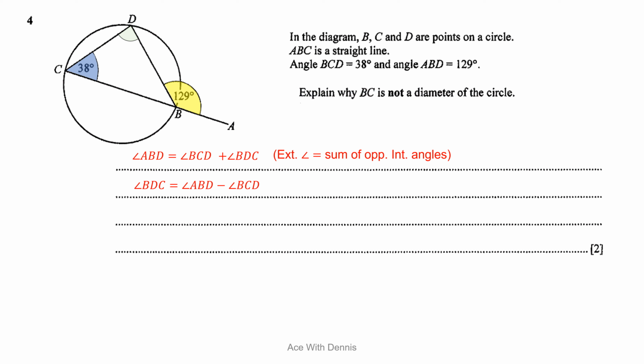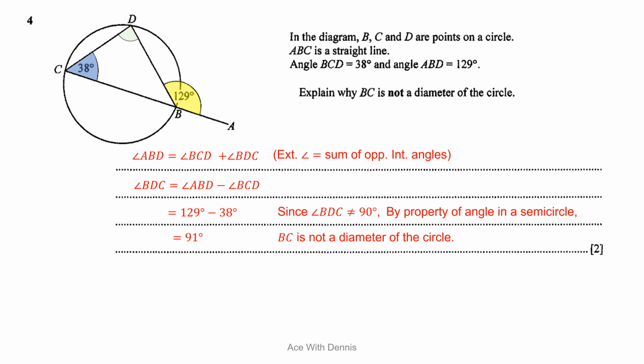Hence, angle BDC equals angle ABD minus angle BCD, which is 129 degrees minus 38 degrees, and the value of angle BDC is 91 degrees. So since angle BDC is not equal to 90 degrees, according to the property of angle in a semicircle, BC is not a diameter of the circle.